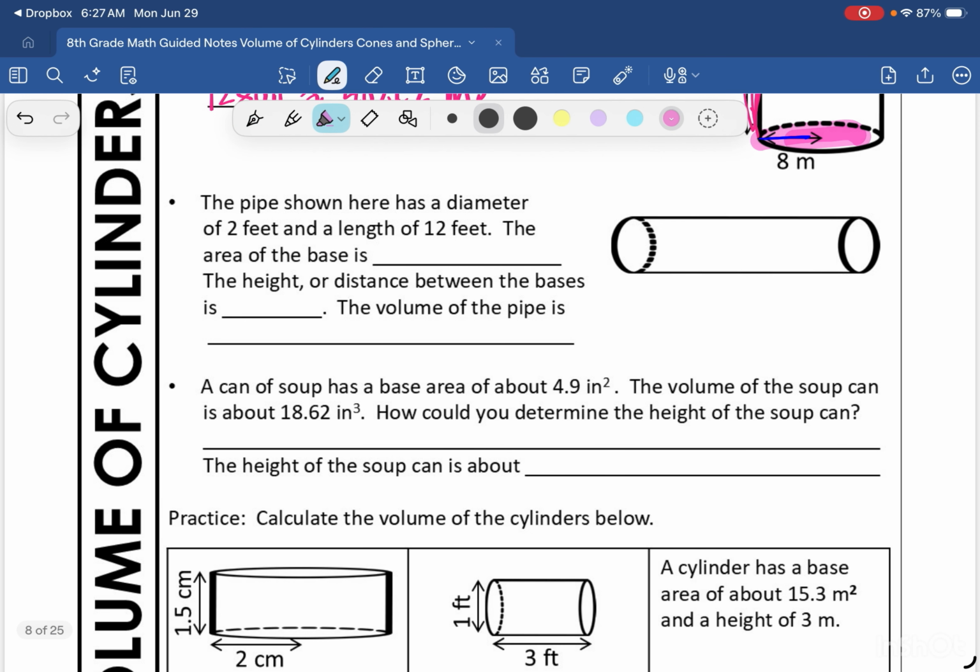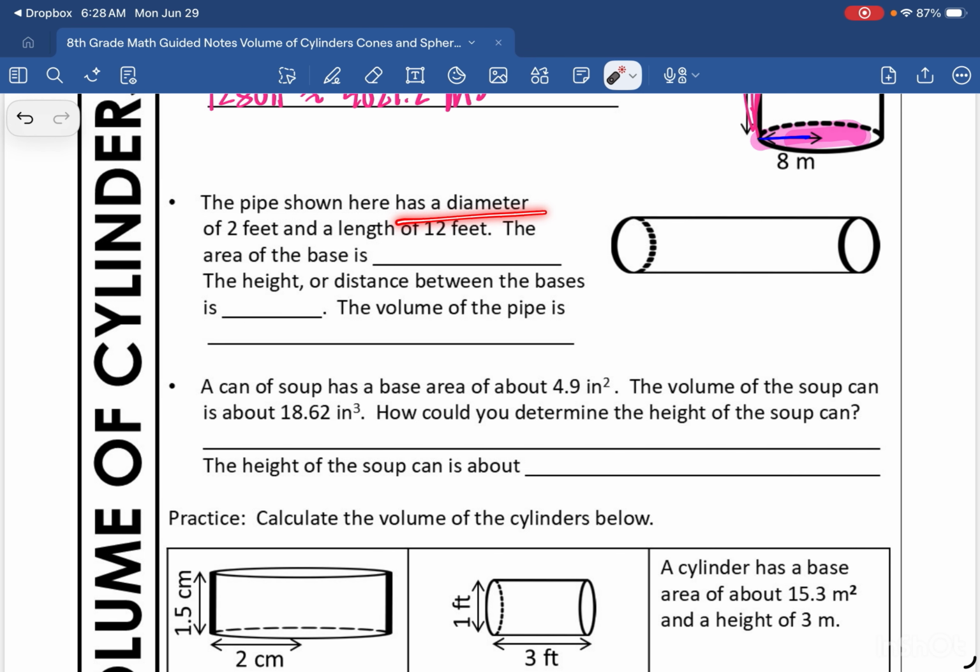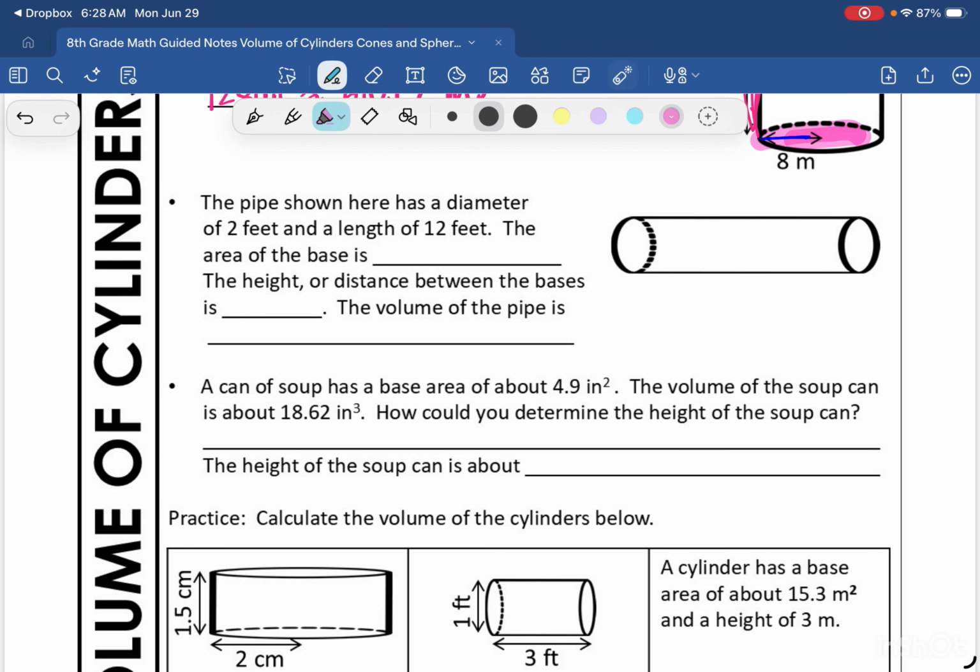The pipe shown here has a diameter of 2 feet and a length of 12 feet. If it's giving me dimensions, I like to label my picture if I can. So the length is 12 feet and the diameter is 2 feet. The area of the base. So the base are these circles right here because they are parallel to each other.